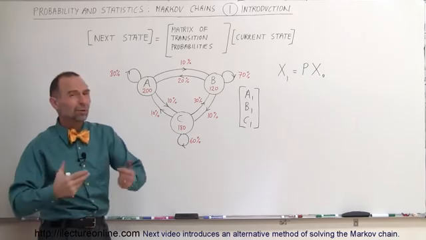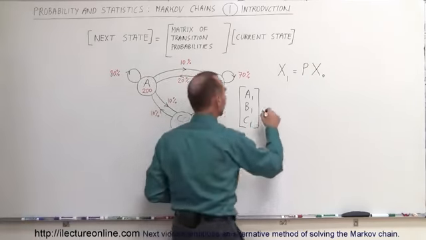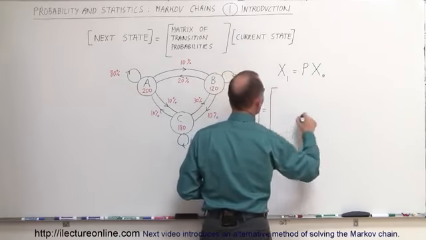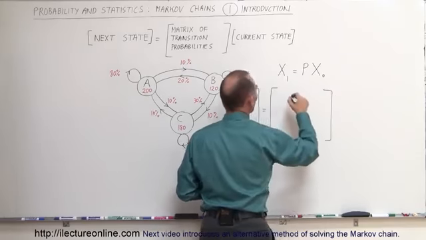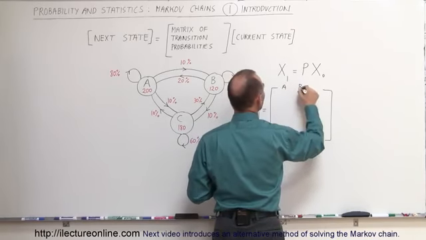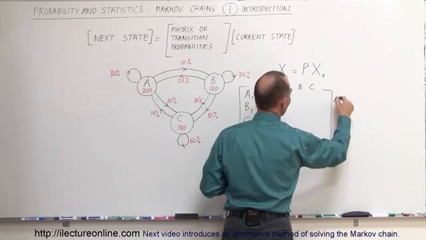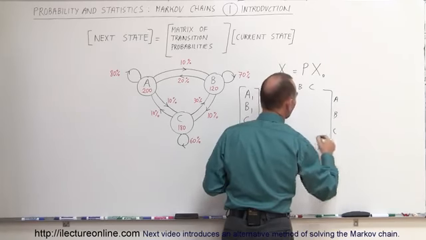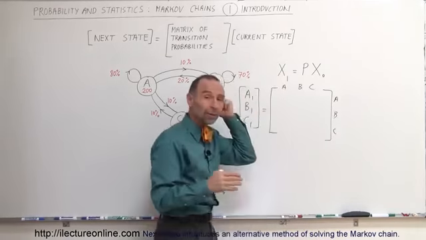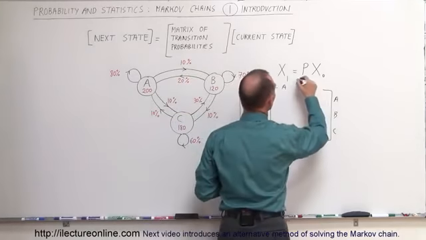Could be the following month, could be the following day, it doesn't really matter. So that's equal to the probability matrix. Now the probability matrix will have A, B, and C on the horizontal axis, and A, B, and C on the vertical axis. Those are just there for our benefit.